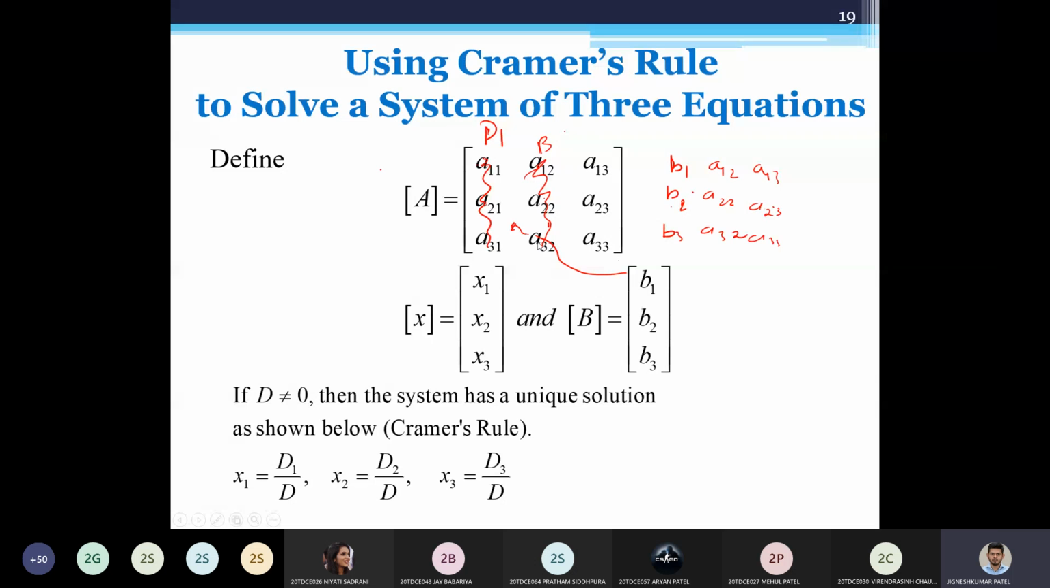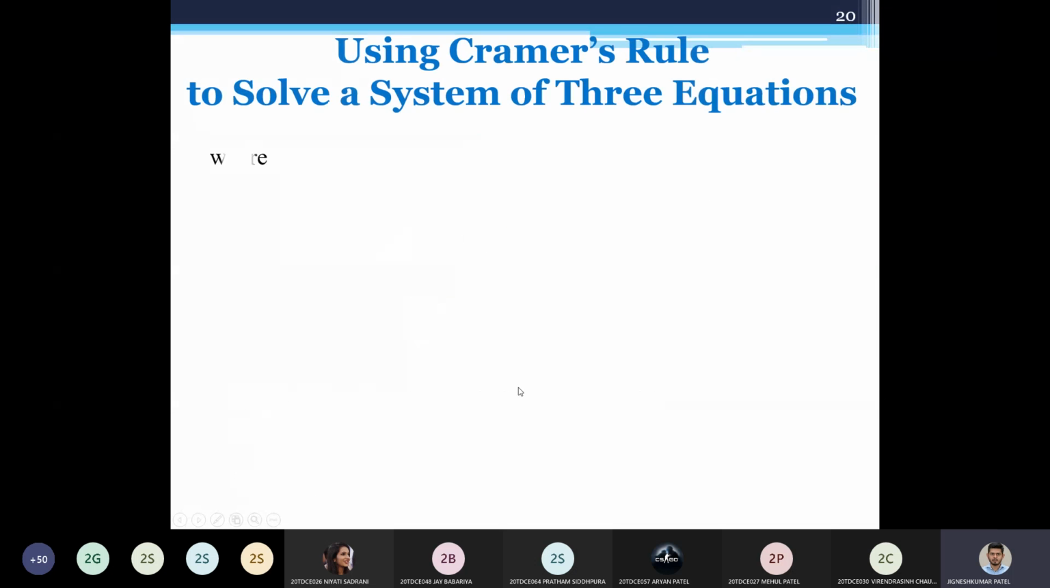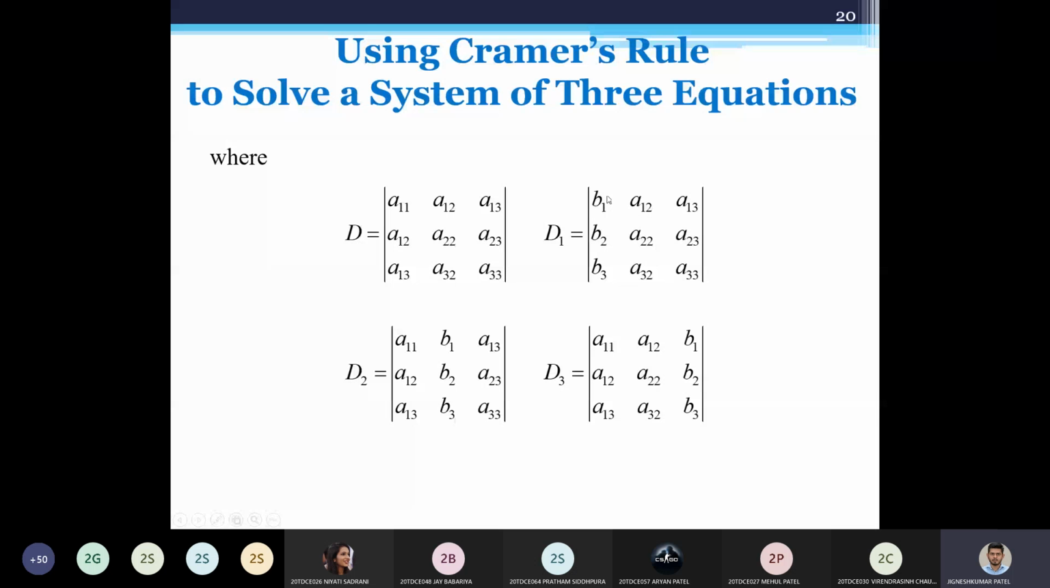And I'll find all the determinants. Replacing the first column gets me D1, replacing the second gets me D2, and replacing the third gets me D3. And X1 is nothing but D1 by D, X2 is D2 by D, and X3 is D3 by D. So this is D1, D2 and D3. You can see B1, B2, B3 over here, the other two are as they are. In D2, B1, B2, B3 is in the center line, the other two are as they are, and in D3 the third element is replaced by B. Now solving this equation, you can easily get the answer.